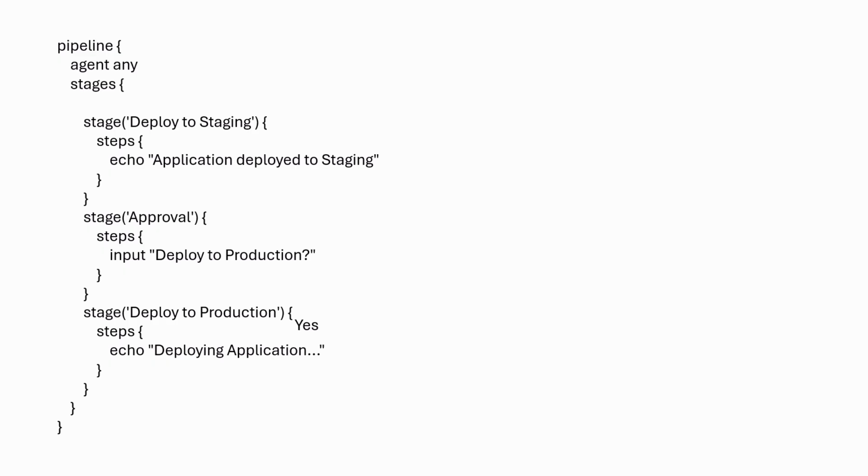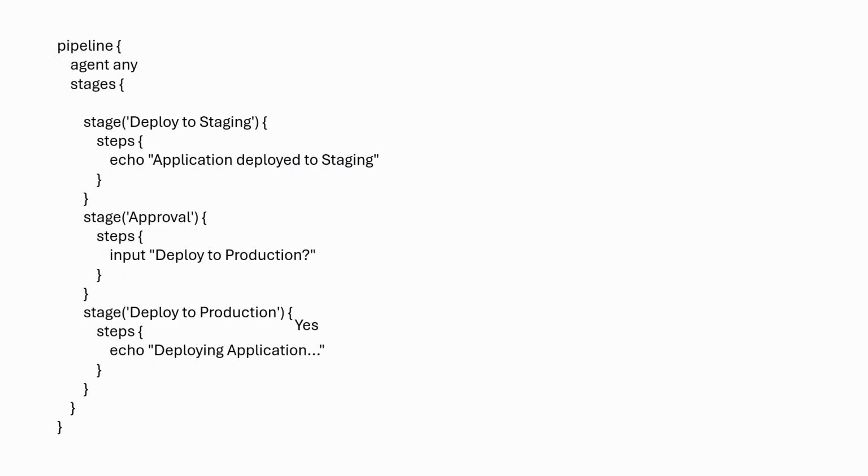If the user clicks abort, the pipeline stops immediately, and this allows organizations to include manual approval before critical operations such as production deployment. Next, deploy to production. If a user approves, Jenkins resumes the execution from exactly where it paused. Now the production deployment begins. This simply prints a deployment message, and in a real project this stage would execute deployment scripts.